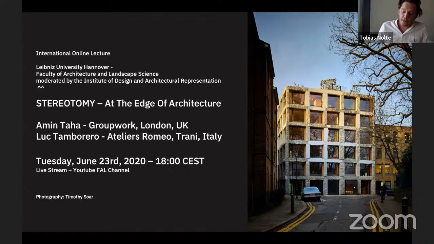We are also joined by Luc Tamborero, a board director of Atelier Romeo. As a research associate and PhD student, Luc researched extensively at the architecture school Paris-Malaquais at the Laboratoire Géométrie Structure Architecture. In 2008, he was awarded the Eduardo Benvenuto Prize by the Eduardo Benvenuto Association for his research on stereotomy. Both Amin and Luc will present recent projects and innovations in stone cutting in their joint presentation, Stereotomy at the Edge of Architecture.